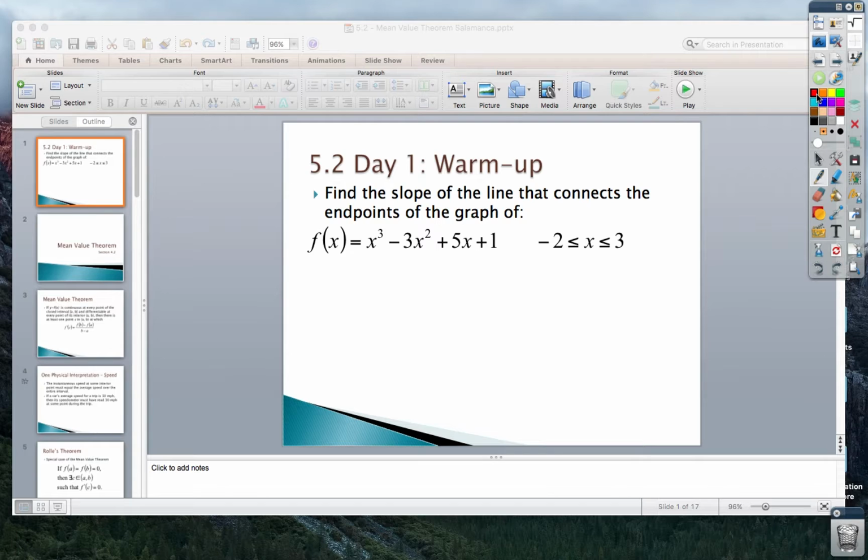Hello students, in today's video we are going to work on the mean value theorem, so let's get started. Go ahead and try pausing the screen and try solving this warm-up on your own. So hopefully you've paused the screen and you're just coming back to check your answers now.